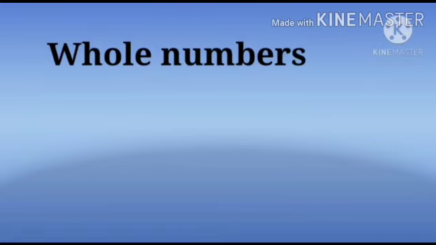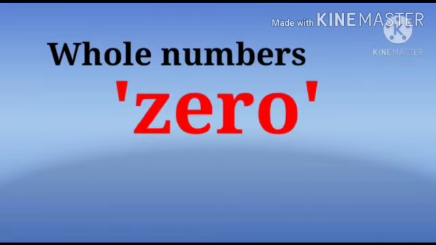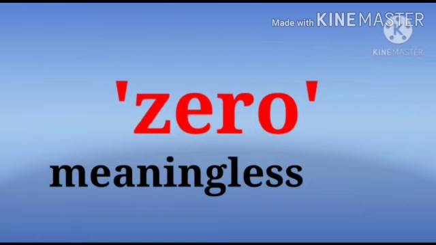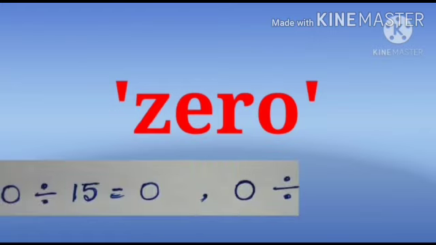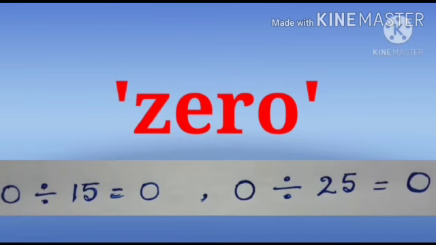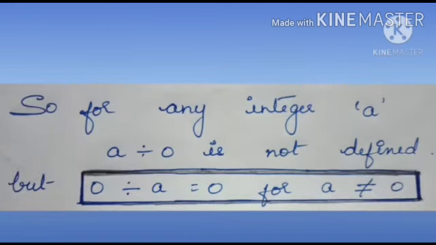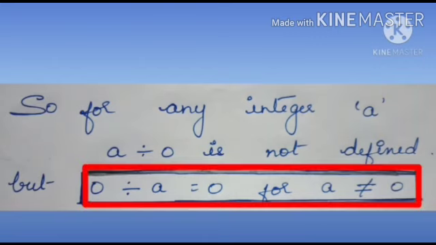Like whole numbers, any integer divided by 0 is meaningless, and 0 divided by an integer other than 0 is equal to 0. Example, 0 divided by 15 is equal to 0. 0 divided by 25 is equal to 0. So, for any integer a, a divided by 0 is not defined, but 0 divided by a is equal to 0, for a not equal to 0.